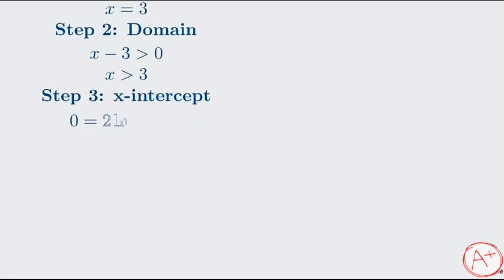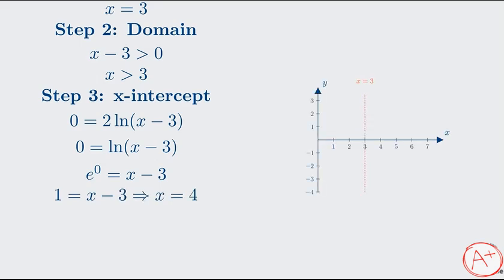To find where it crosses the x-axis, we set y to 0. Dividing by 2 gives 0 equals the natural log of x minus 3. Converting this to exponential form, e to the power of 0 equals x minus 3. Since e to the 0 is 1, we find x equals 4. When sketching, we draw the asymptote at x equals 3 and show the curve rising from the bottom and crossing at the point 4, 0.